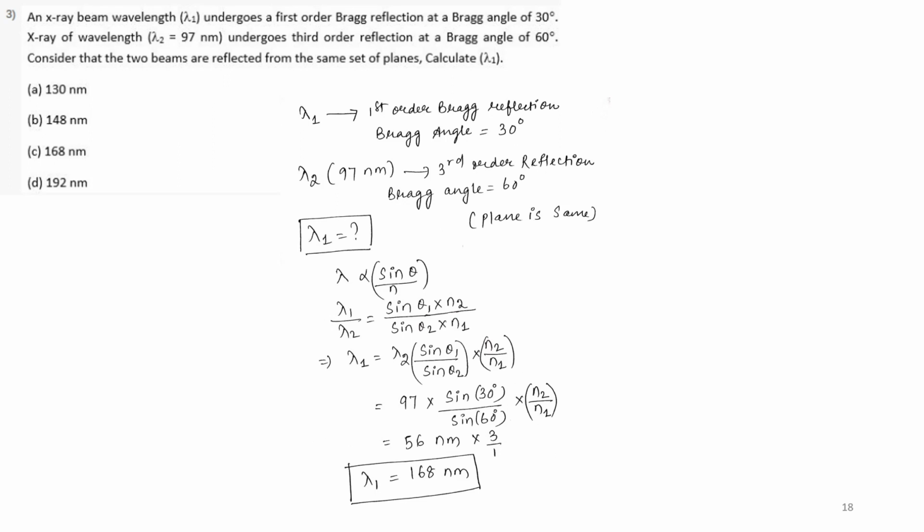Here the sine values you know already, and n2, the order of the reflection, we know already. So substitute those values: it will be 97 into sine 30 divided by sine 60, into n2 divided by n1. Substitute all the values and find sine 30 and sine 60, then you will get the lambda 1 wavelength value, it will be 168 nanometer. So that answer will be option C.